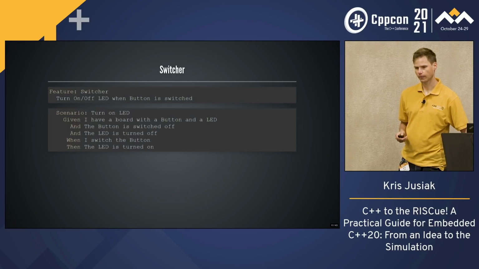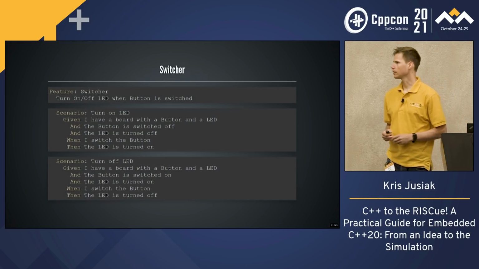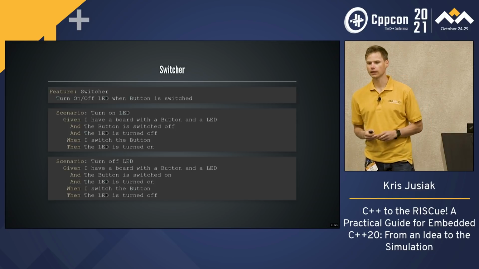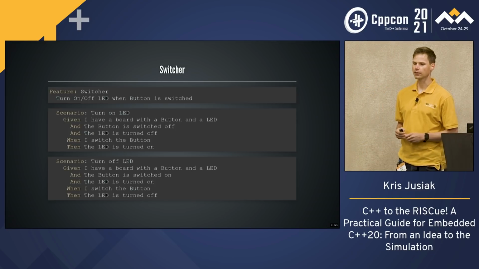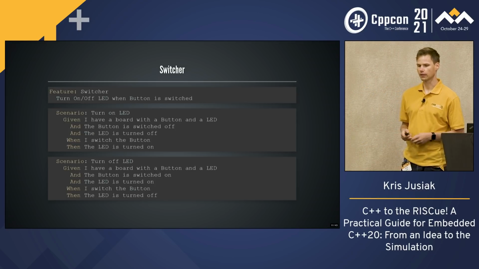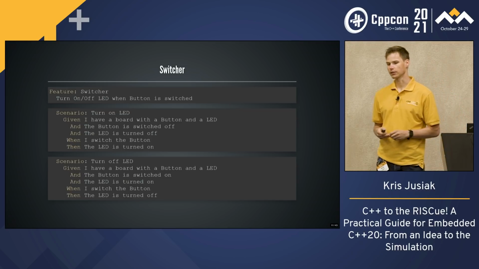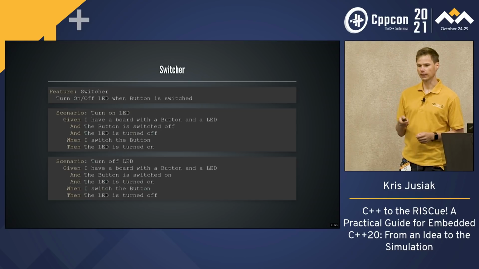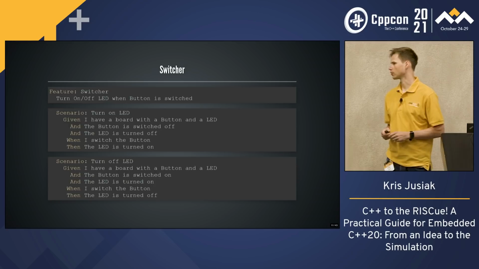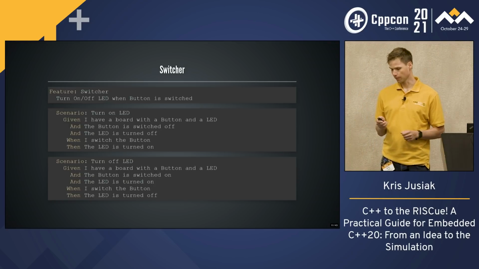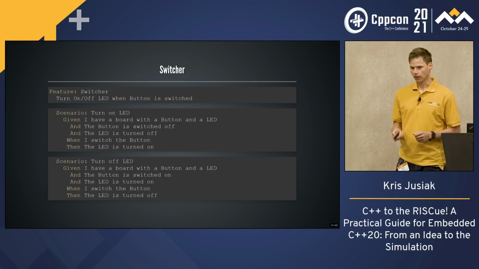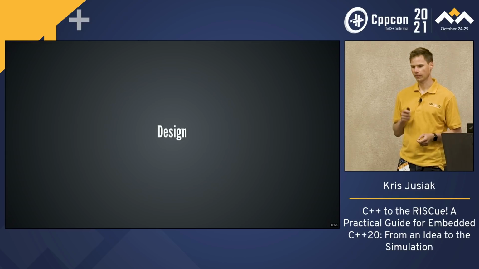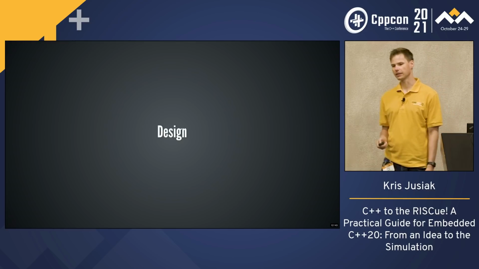So, sorry. So we are here. Turn off LED. It's a very similar feature as the scenario before. We just do it the other way around. When the button is switched on, we have the LED turned on. When I switch the button again, the LED will be turned off. I hope that makes sense. So that's it. Very simple. So let's take a look into design.